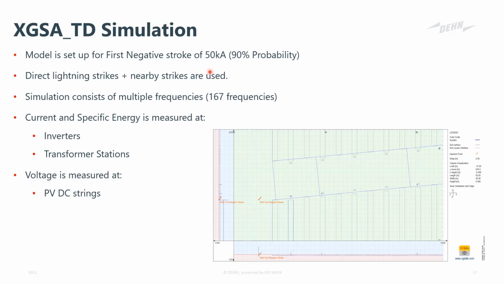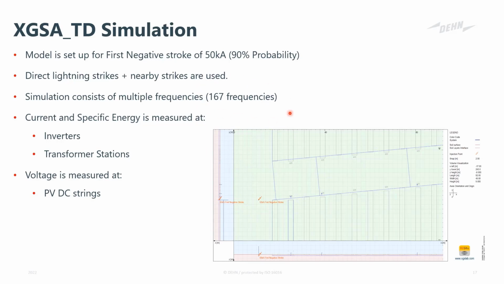The selection was 50 kiloamps, according to the IEC 62305 standard for first negative. And this covers a 90% probability. So 90% of all lightning strikes recorded over the world are of first negative type. So we cover a 90% probability. We do both direct lightning strikes on the PV plant, and we also investigate nearby strikes, if the strike had to be directly outside of the plant or up to 500 meters away, which I'll explain a bit later as well. The simulation consists of 167 different frequencies.